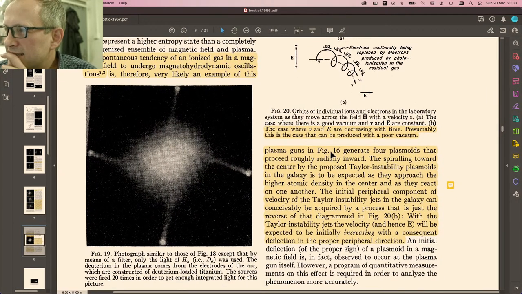Plasma guns in figure 16 generate four plasmoids that proceed roughly radially inwards. The spiraling towards the center by the proposed Taylor instability plasmoids in the galaxy is to be expected as they approach the higher atomic density in the center and they react on one another.